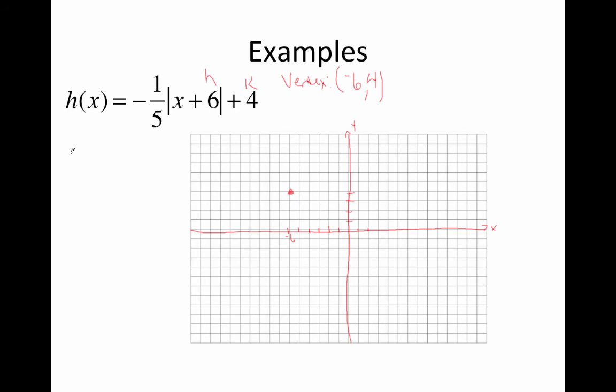So I'm going to pick -1. I don't want to have to deal with estimating fractions here. So notice when I make x -1, I'm going to get -1 plus 6 inside, which will be 5, plus 4. The absolute value of 5 is still 5, so I'm going to do -1/5 times 5 plus 4. -1 plus 4 is going to be 3. So I'm going to plot my next point at -1, comma 3, which is right there.